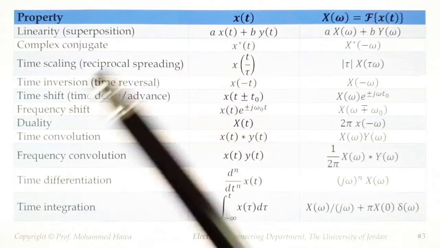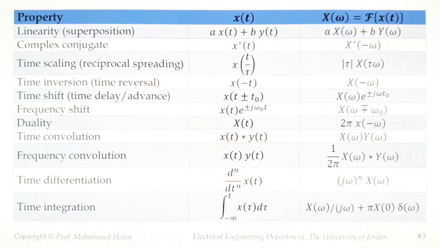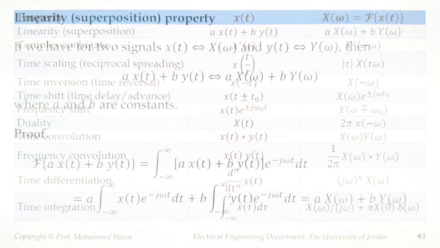So we're going to go through a few of those important Fourier transform properties one by one, explaining each Fourier transform property, memorizing it, and also solving some examples. And let's start with the linearity or superposition property.